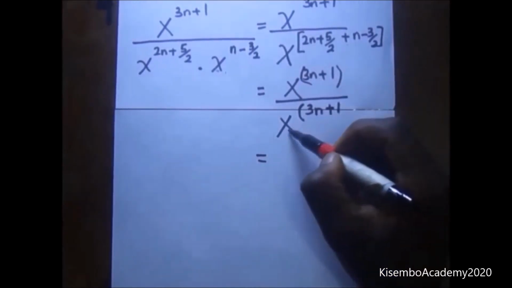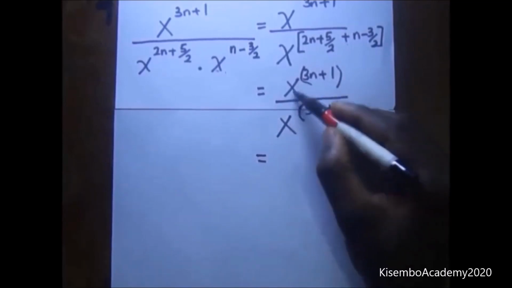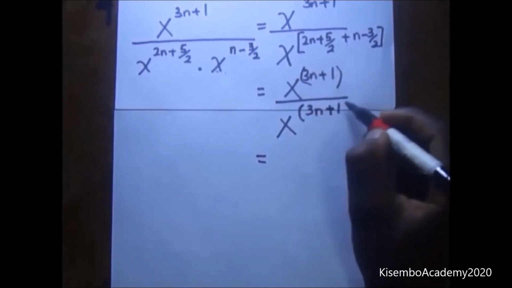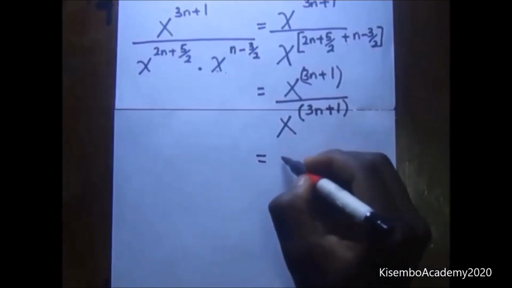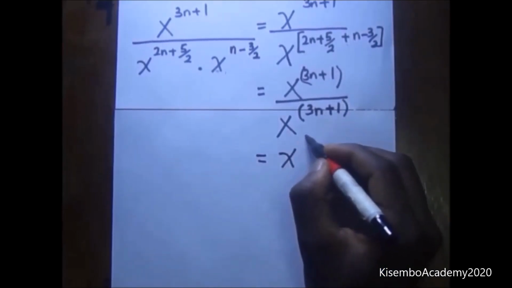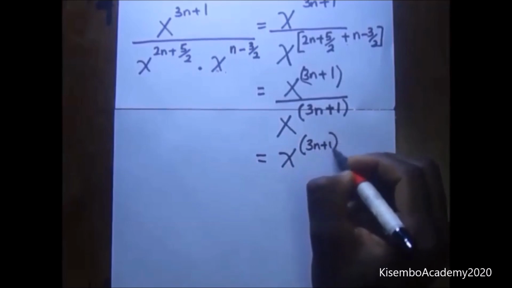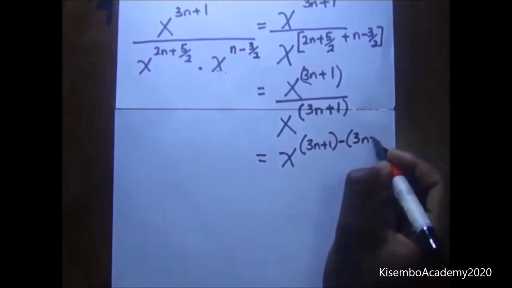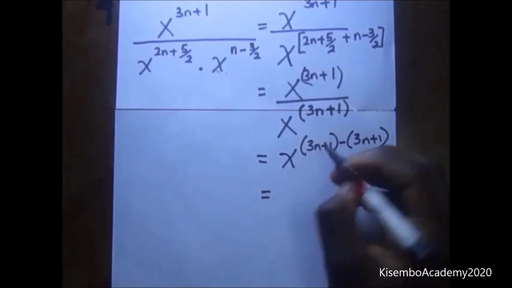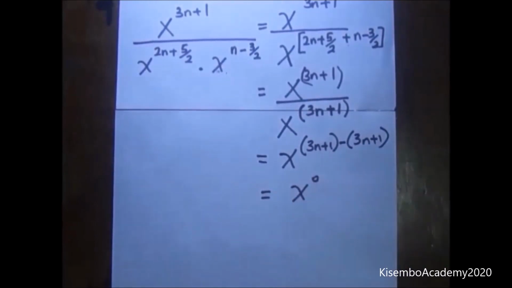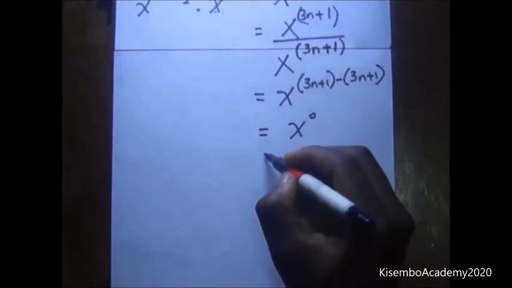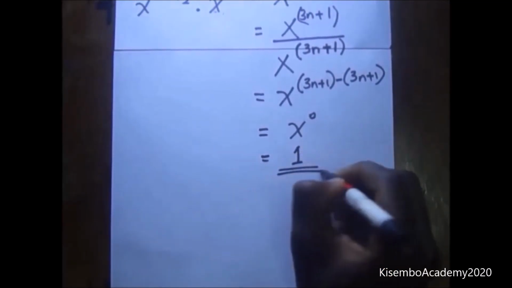So now here we are having x to the power 3n plus 1 over x to the power 3n plus 1. It's the same base, so we subtract the powers according to the law of indices. So this is going to be x to the power 3n plus 1 minus 3n plus 1. So that's going to give us x to the power 0. And we say that any number to the power 0 is always equal to 1. So the answer here is 1. And that's our answer. Let's do the last example.